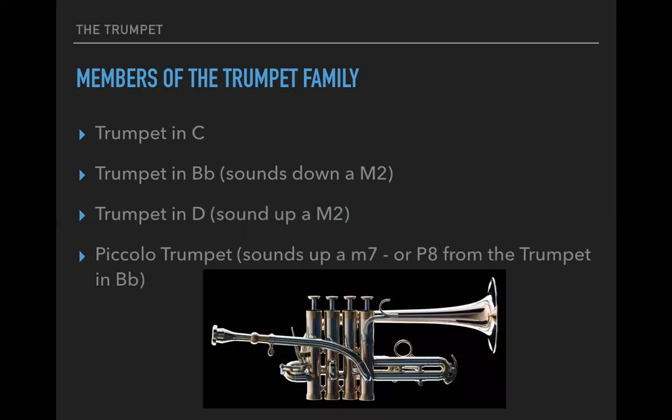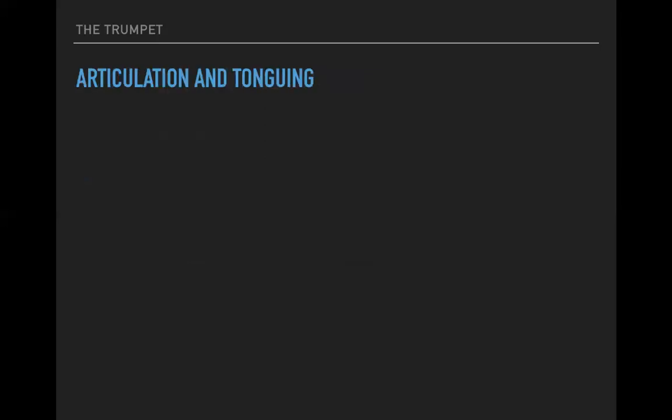Okay, and piccolo trumpet sounds up a minor seventh or a perfect octave from the trumpet in B flat. That's probably an easier way to think of it as relating to the B flat instrument. Right now, I can tell you're all thinking of Penny Lane, and you wouldn't be wrong at all. That is the piccolo trumpet right at the beginning of Penny Lane. So you can all press play on your favorite Beatles tune after this.